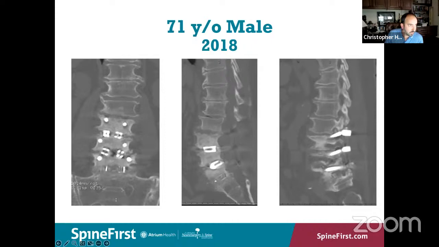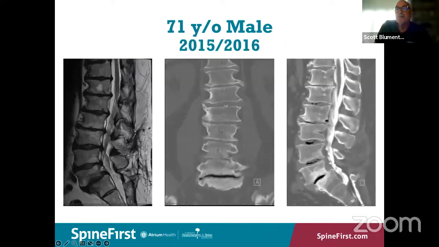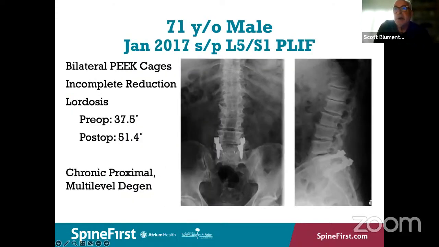Dr. Blumenthal, do you have a question, or would you like me to back up? Yeah, a couple slides back, the first operation, which was the L5-S1 fusion, it looked like he had a multi-level decompression as well. It did.